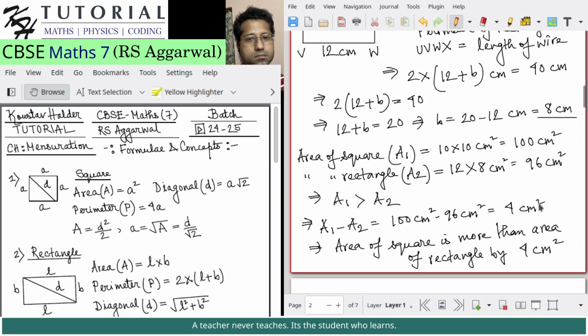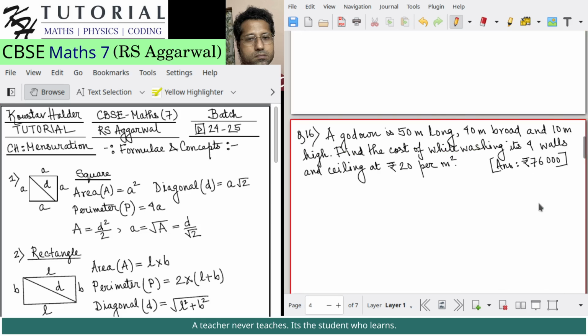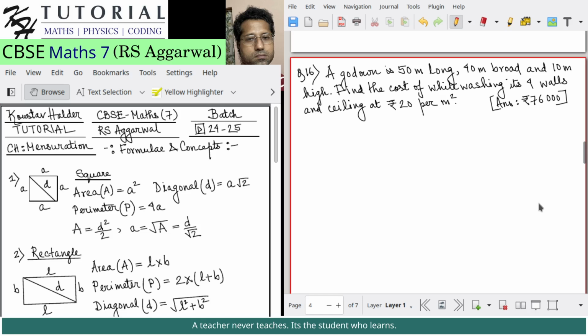Okay, let's see the next problem. The next problem says a godown is 50 meter long, 40 meter broad and 10 meter high. So a godown is kind of a room. So it is given that the length of the room L is 50 meter, broad means breadth is 40 meter, and high means height is 10 meter.